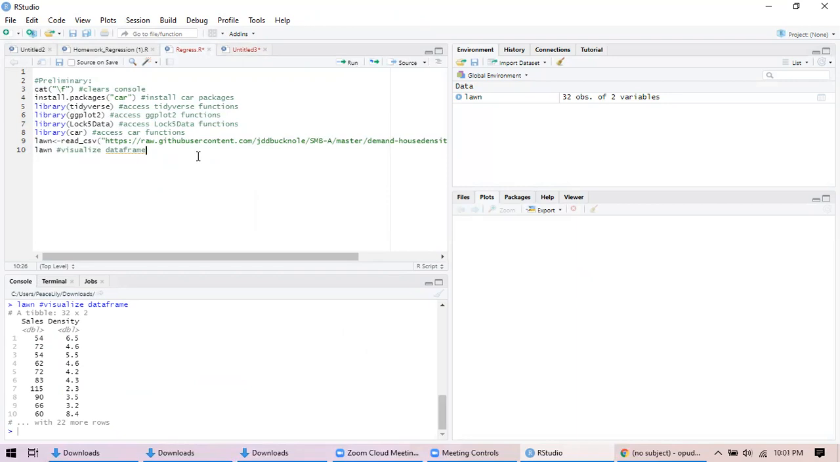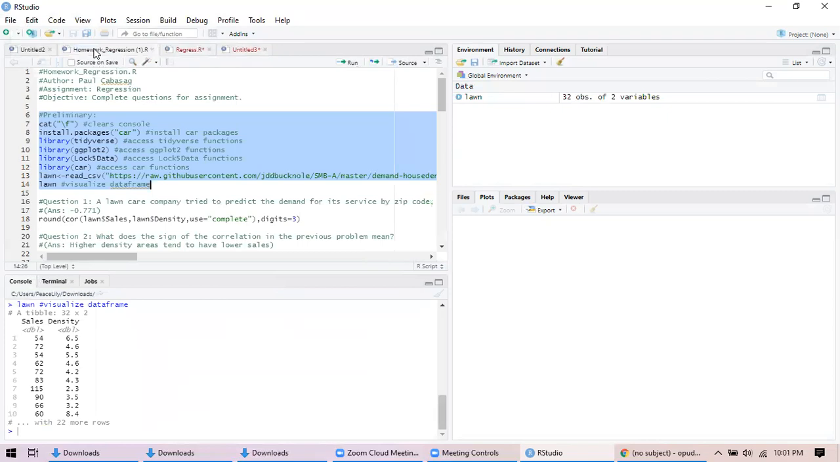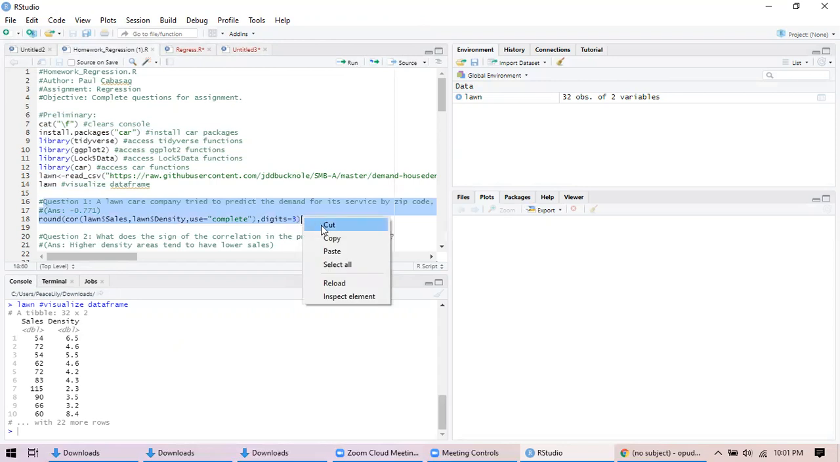Okay, let's go back to the homework file, regression R, and then copy 16 to 18. You can copy it, but we have to put. Okay, you can just copy it.